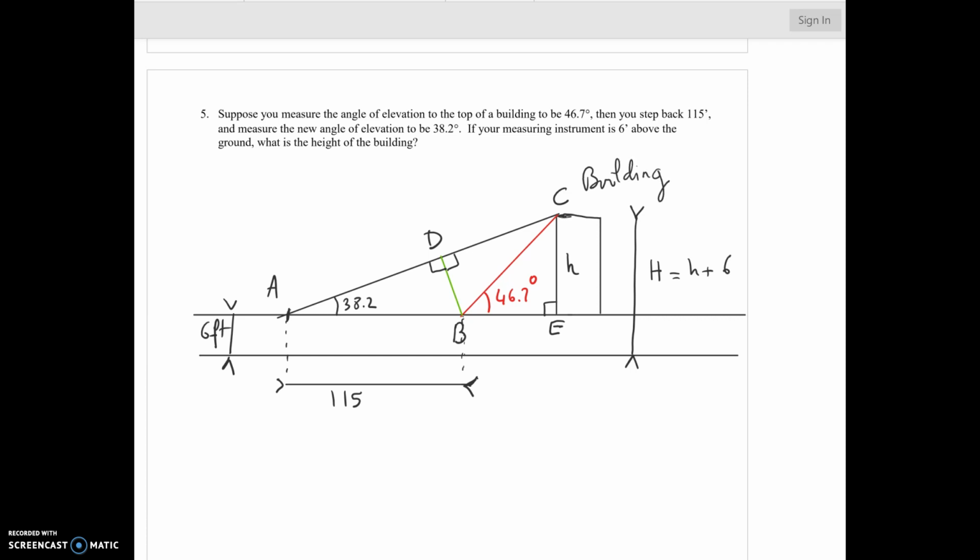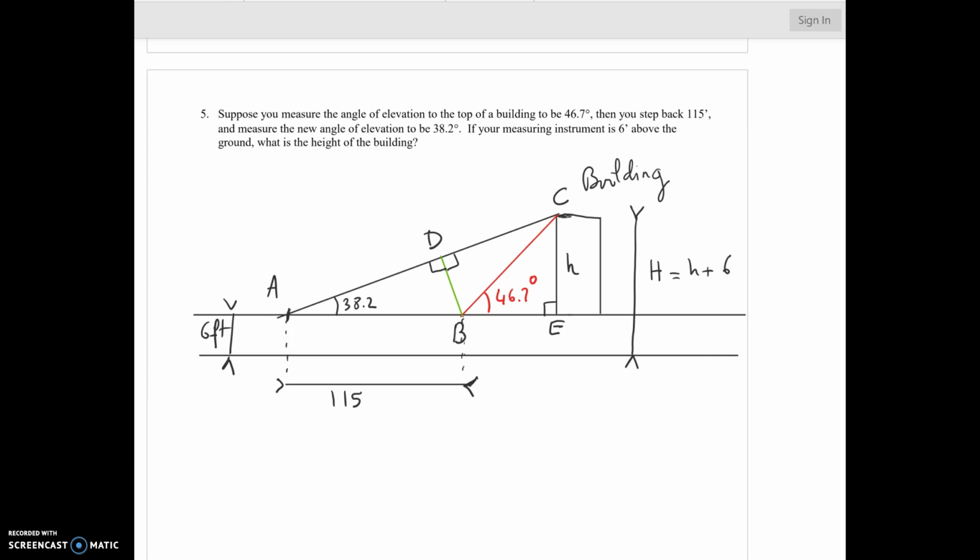You are at A, and I'd like to remind you that they are telling you that you are supposed to measure an angle of elevation. Then you step back, and your measuring instrument is 6 feet above the ground, remember you're probably measuring at your eye level. So what we have is several triangles.